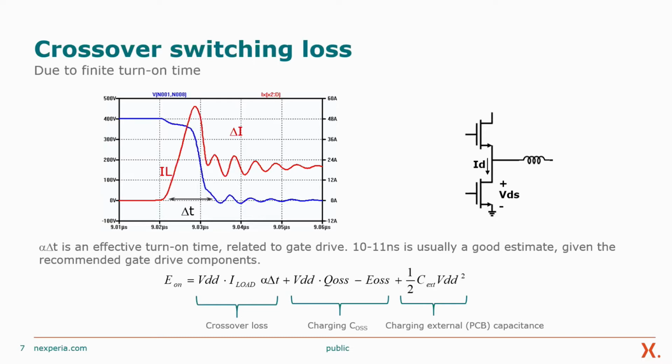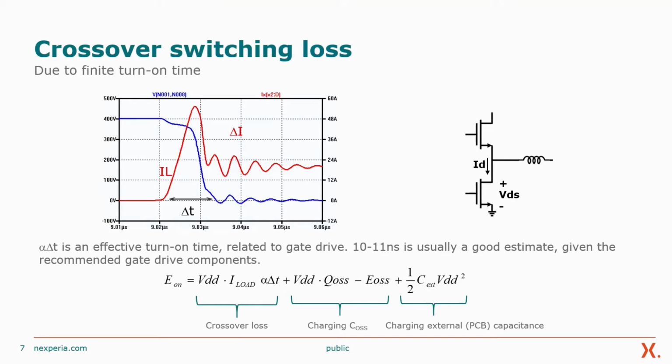Now, back in the straight line example that we used at the start, that alpha is simply 1/2, right? That's the area of a triangle. In a realistic case, it won't be exactly 1/2. And what we find useful is to simply get an effective turn-on time derived from testing. And with the gate drive components that we typically use and recommend, a number of 10 to 11 nanoseconds is usually a good estimate. And that is for the alpha delta T, right? Just that combined time factor. And in the next slide, I'll give an example of how we use that.